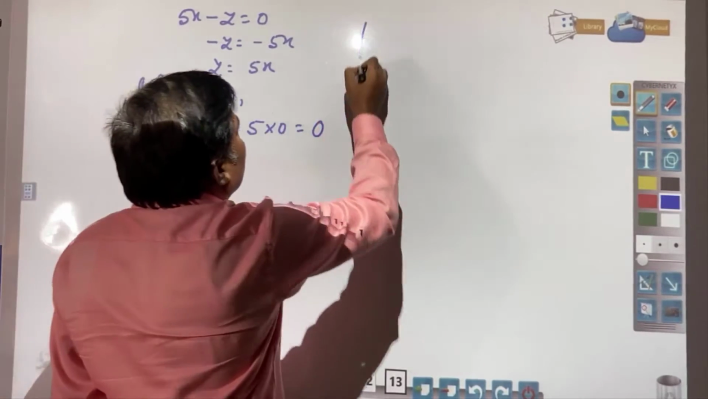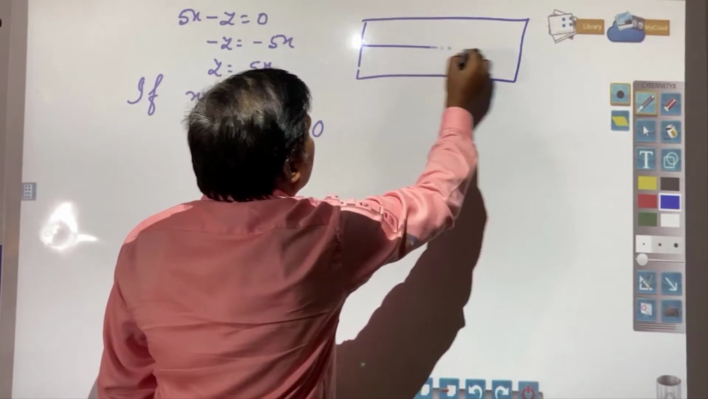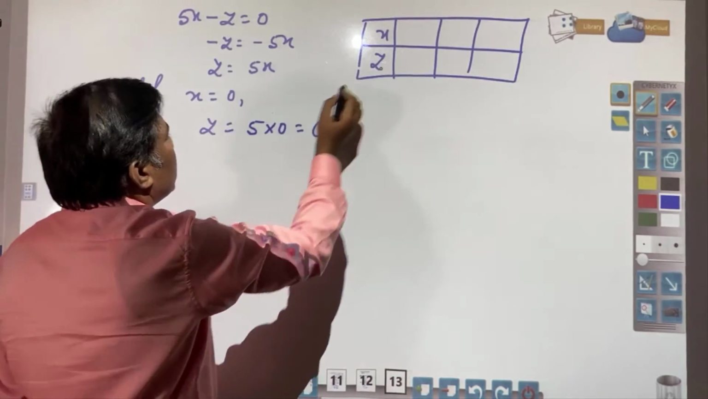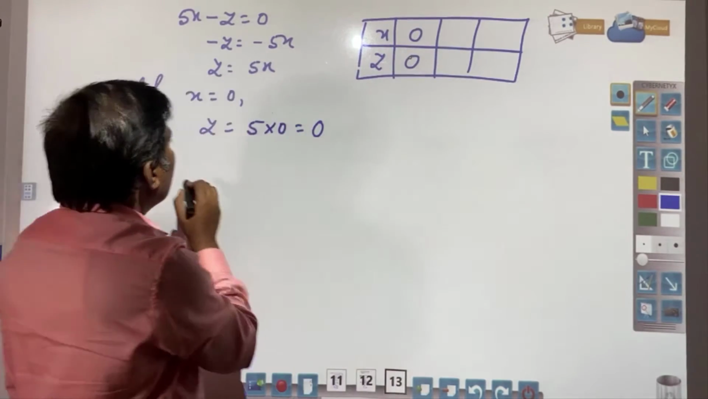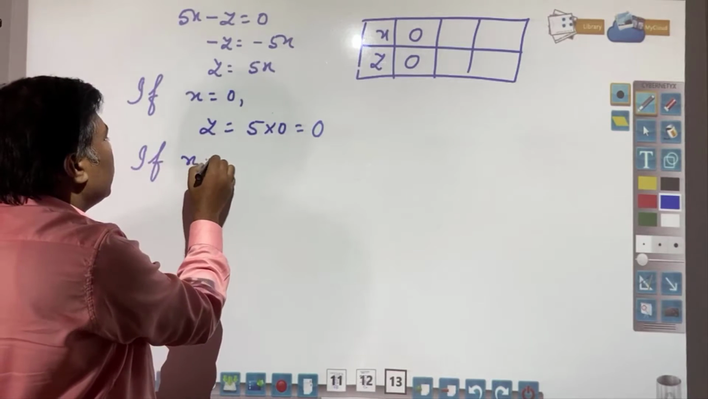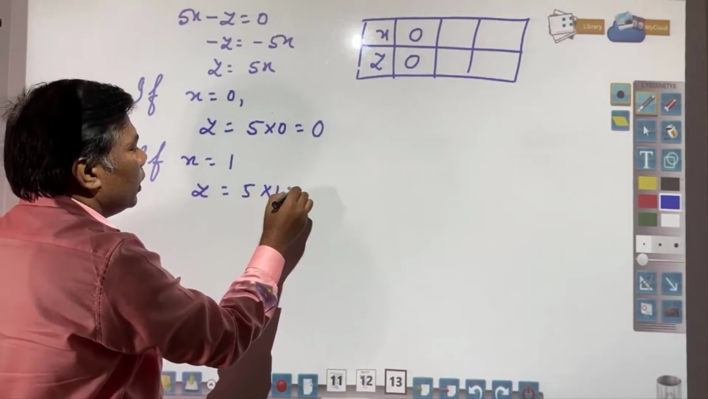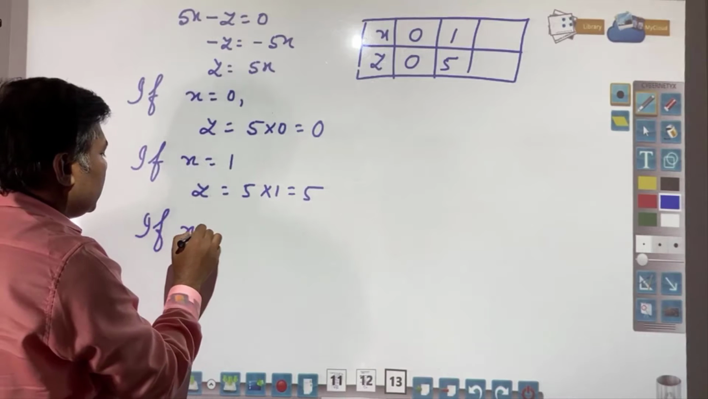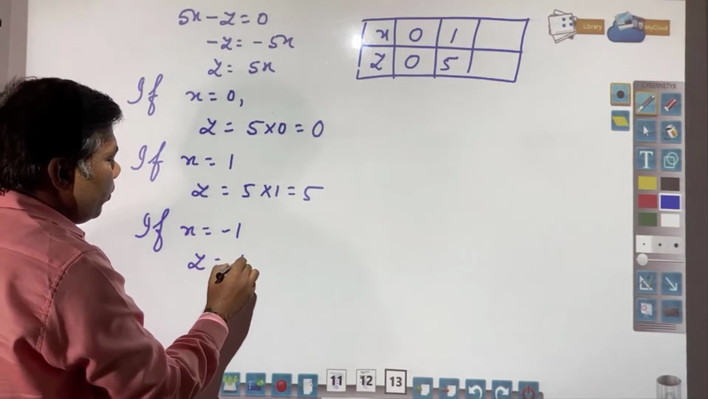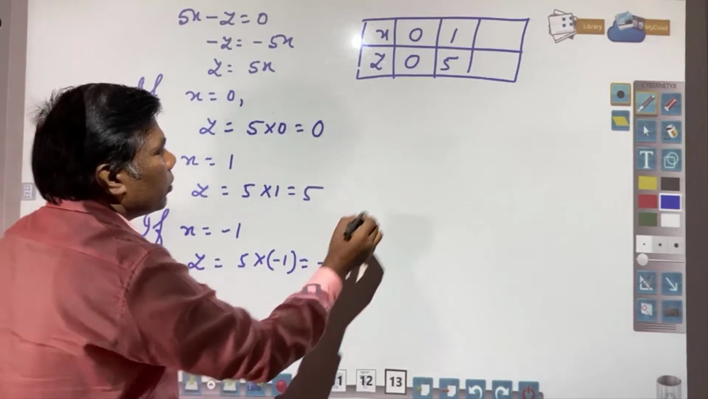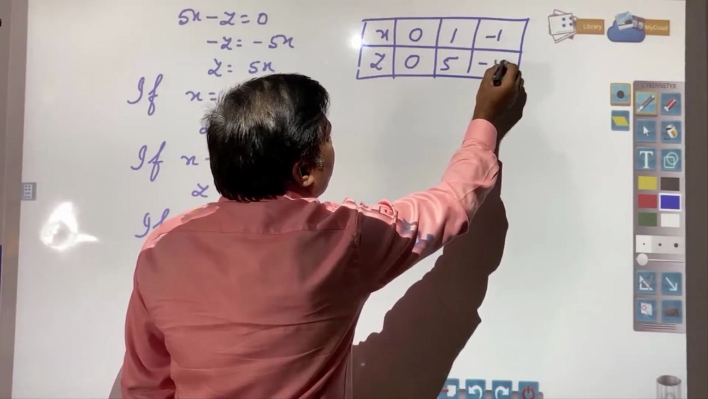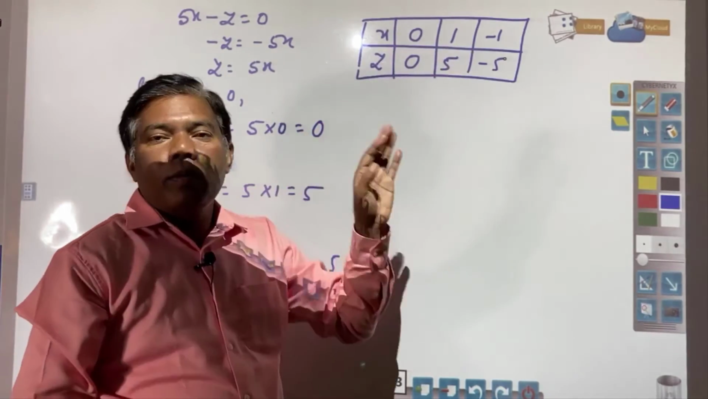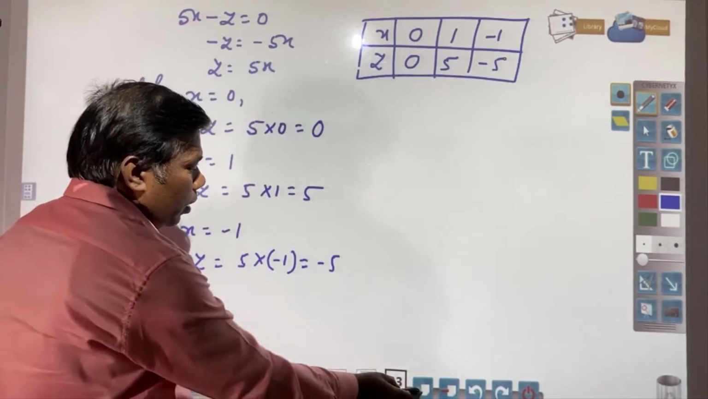It means a table is required to be made like this and at least 3 values are required. x we have assumed 0. In this case, y is also 0. Then if x is equal to 1, y will be what? 5 into 1, it means 5. And if x is equal to minus 1, then y will be 5 into minus 1, it means minus 5. So three coordinates we have got of x and y: 0, 0, 1, 5 and minus 1, minus 5. This is required to be plotted.